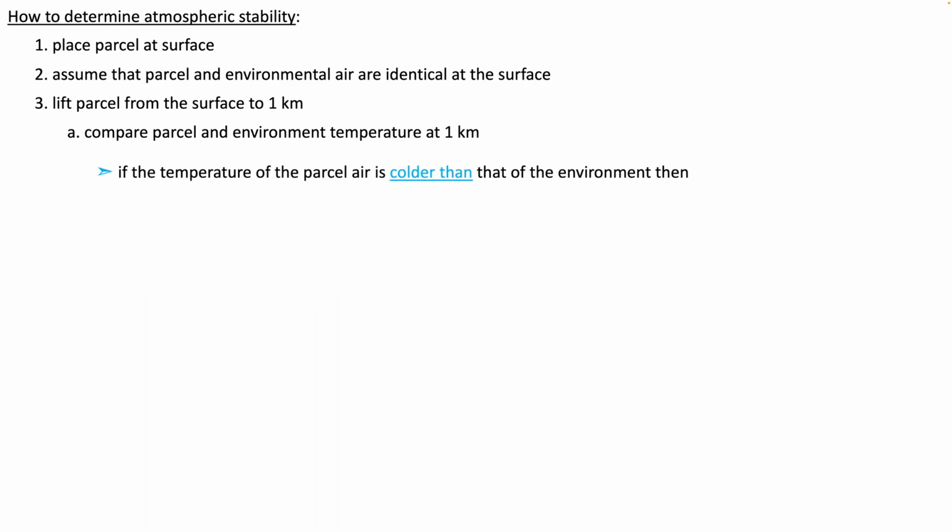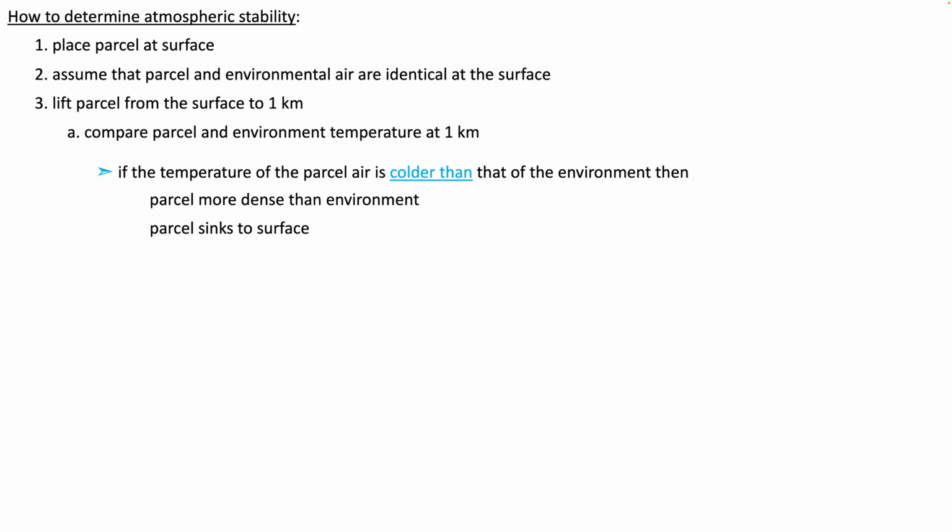If the temperature of the air inside the parcel at 1 kilometer turns out to be colder than the temperature of the environment at 1 kilometer, then the air inside the parcel is going to be more dense than the air in the surrounding environment, and because the air is more dense, the parcel is going to sink to the surface.